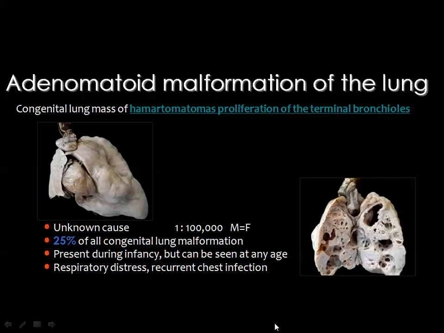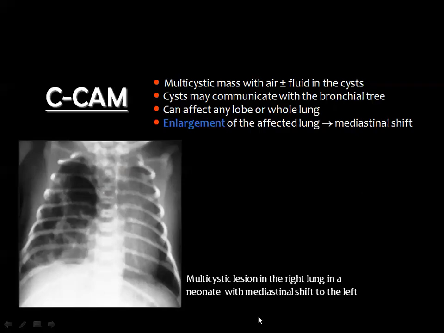The common presenting symptom is respiratory distress and sometimes recurrent chest infection. Commonly, in the chest X-ray, you will see multiple air-filled cystic lesions affecting the whole of a lung or part of a lung. Then, as you can see here, it can affect a lobe or can affect the whole lung. The affected lobe or the lung will be enlarged, leading to mediastinal shift and the compression of the opposite lung.